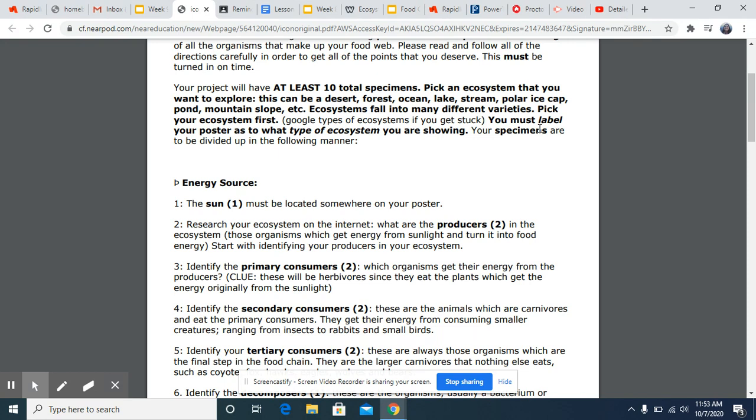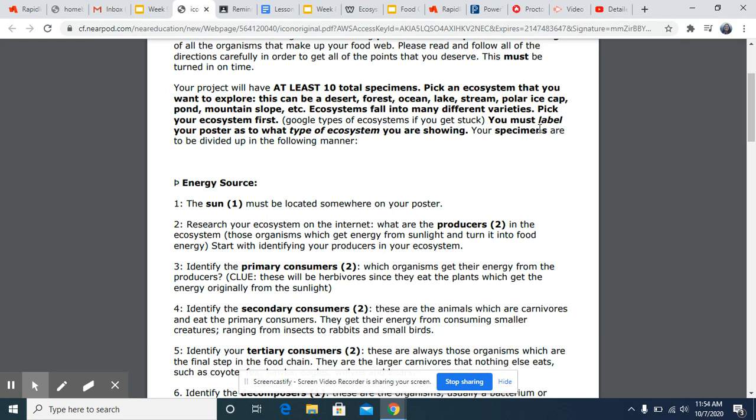You're going to pick an ecosystem that you want to explore. We haven't really talked about the different ecosystems. We've got desert, forest, ocean, lake, stream, polar ice cap, pond, mountain slope, etc. Ecosystems fall into many different varieties. You're going to pick your ecosystem first. This is a good idea to Google types of ecosystems if you get stuck.